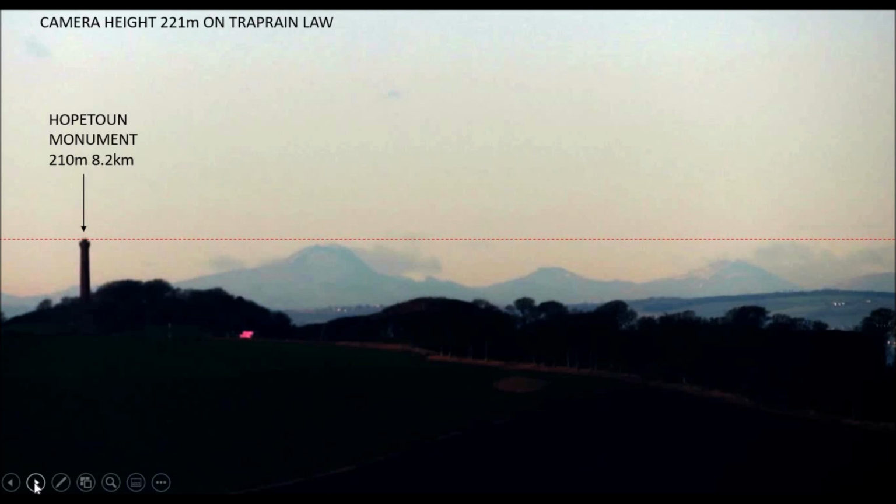This means that if we draw a line across the screen that is level with the top of the monument and perpendicular to the monument, we know that because my camera was angled slightly downwards towards the top of the monument, any object further away than the Hopetoun monument that is 210 metres or taller above sea level must appear in our image above the red dotted line.